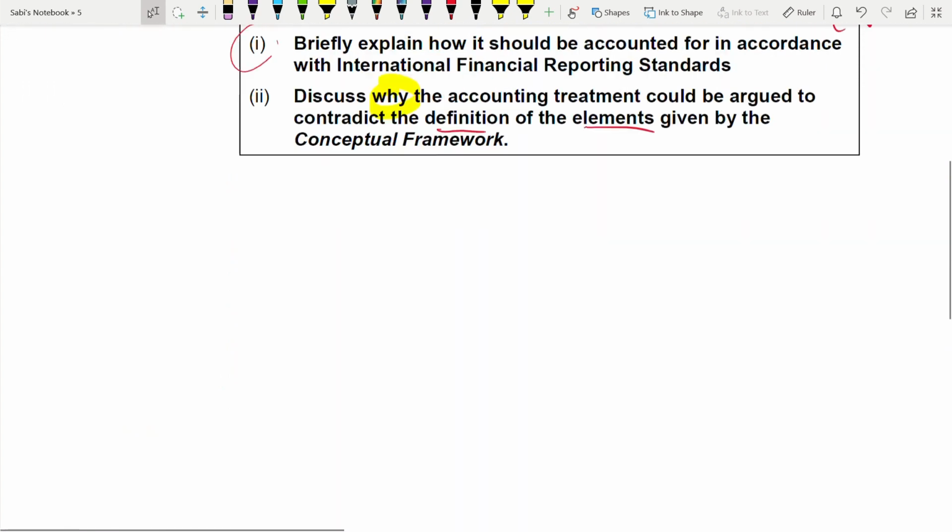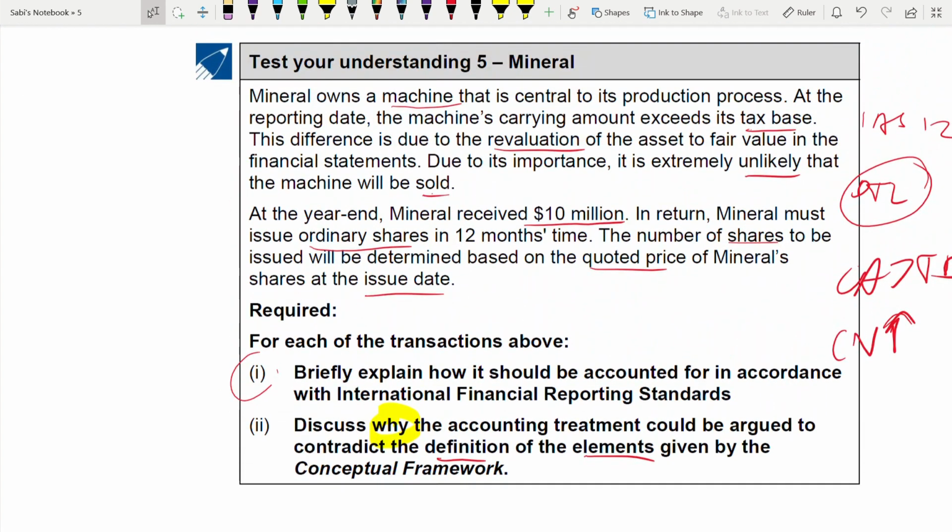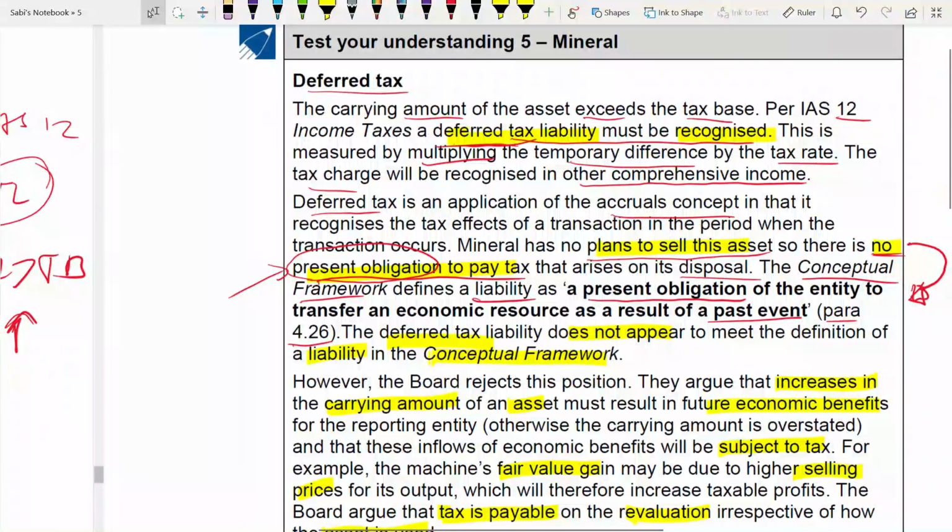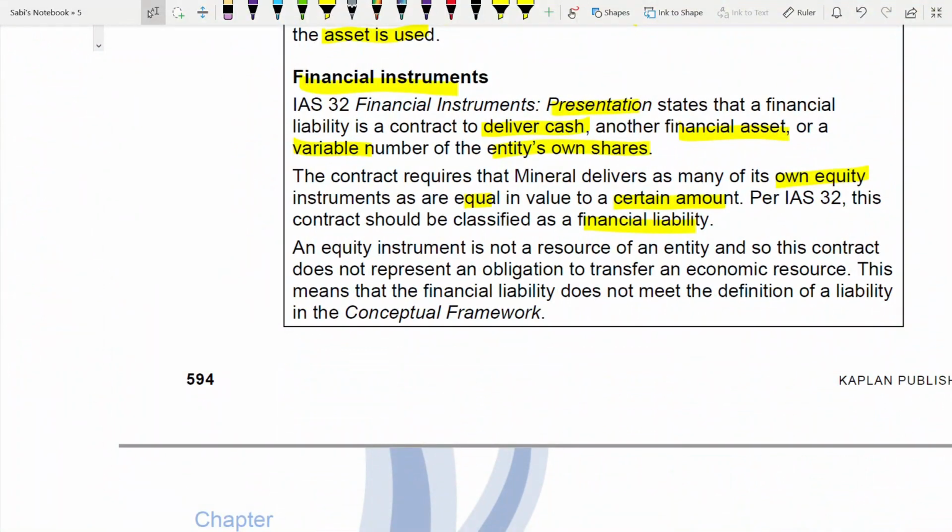You see, they told the number of shares to be issued is based on the quoted price on that issue date. So whatever the quoted price, at that price you take, you are sure of that. It's a certain amount. So it's a financial liability. Now you have to link this with the conceptual framework. How?